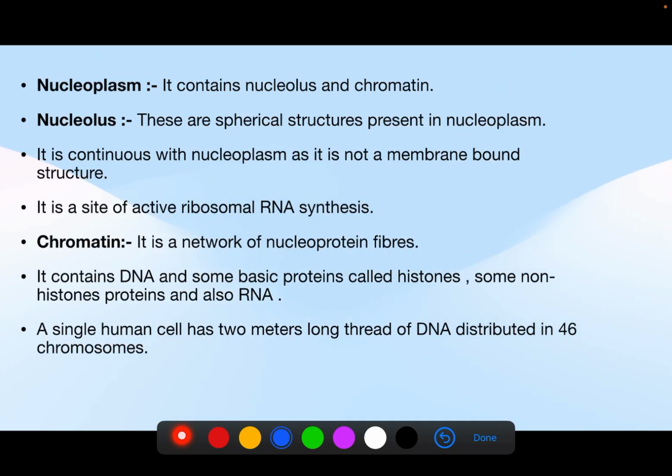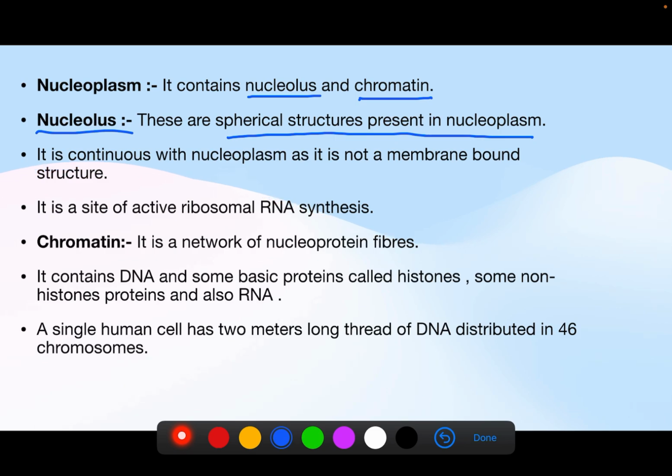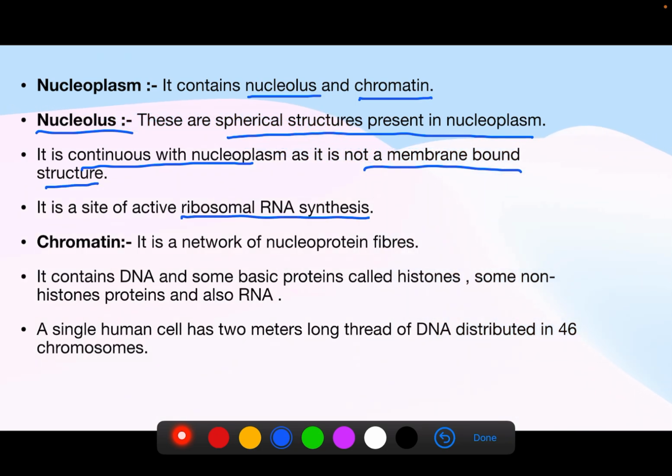So now let's study the other components. Second, we have nucleoplasm. It contains the nucleolus and chromatin. Then we have the nucleolus. It is a spherical structure present inside the nucleoplasm. It is continuous with the nucleoplasm as it does not contain any membrane-bound structure. It is the site of active ribosomal RNA synthesis.